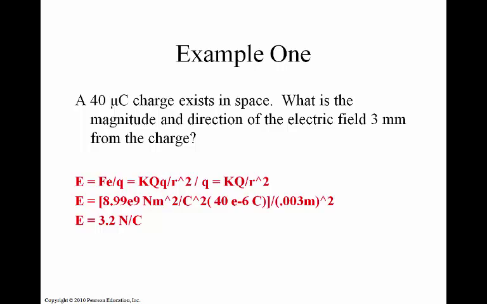If I plug in, I get 8.99 e to the 9 newton meters squared per coulomb squared times 40 e to the negative 6 coulombs divided by 0.003 meters squared. Now remember that our units need to be in coulombs and meters. So if you are in microcoulombs, you need to convert that to coulombs, and if you are in millimeters, you need to convert that to meters. Our answer is 3.2 newtons per coulomb.